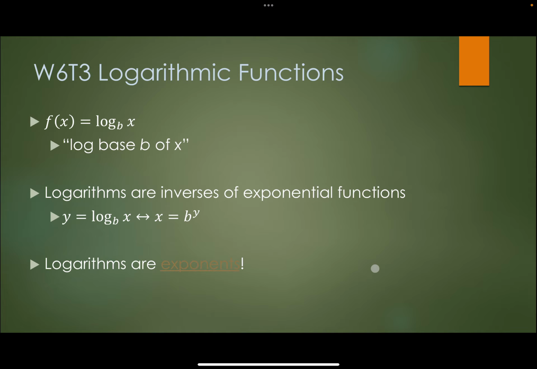Logarithms are exponents, and you need to have that mindset, because that's what makes logarithms unique and makes them something we can use to solve equations involving exponential functions, like we did last time in class. Now we're going to have a method that we can use to solve using logarithms.